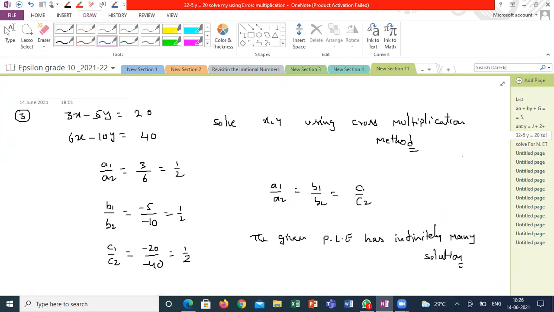Sir, we took A1 by A2, B1 by B2, and C1 by C2. All of them are equal, so it has many solutions. Okay, sir. I got A1 by A2 is equal to B1 by B2 is not equal to C1 by C2.